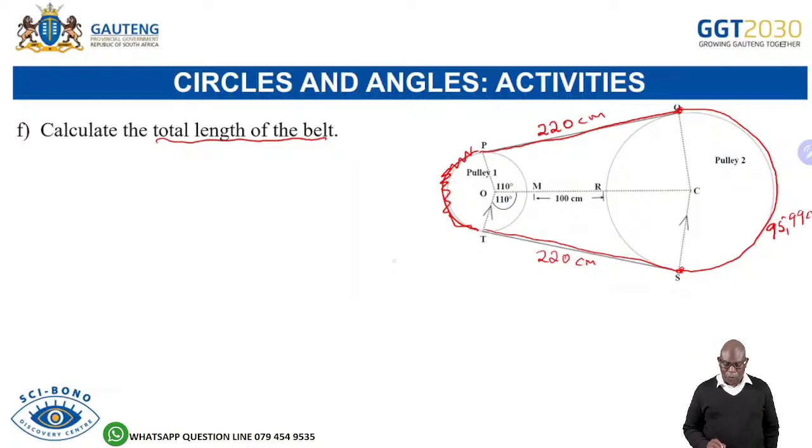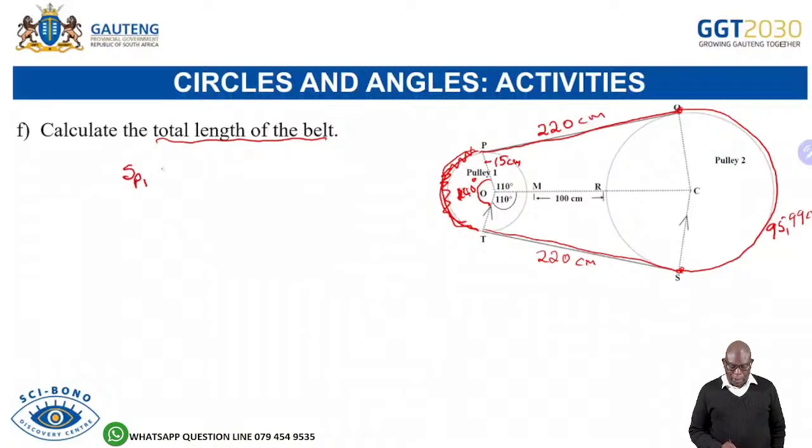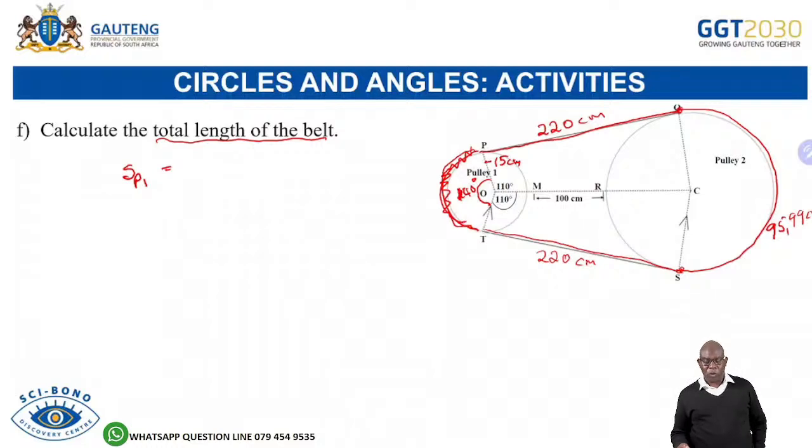Okay, so which means I now need this angle here. So this angle here will be 360 minus 220, so that should be 140. So I need the arc length. I know the radius there, it's 15 centimeters. So I'm going to say the arc length of pulley 1. I need it because I know the arc length of pulley 2.